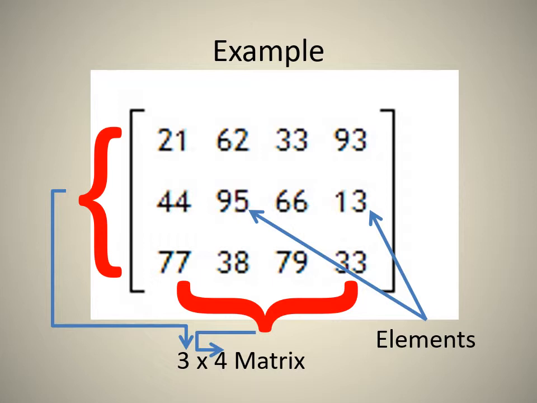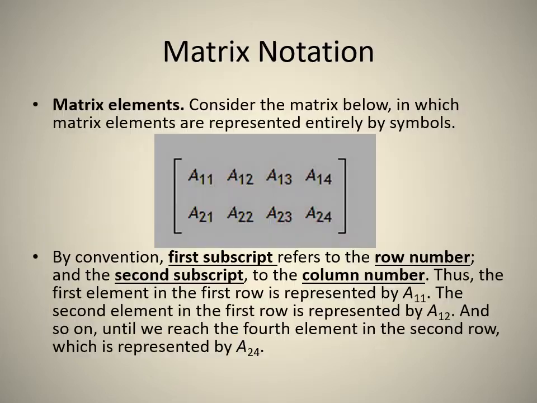So you will have a little subscript there to say 1, 1. And the 62 would still be in the first row, but the second column. So that would be 1 and 2. So these are the examples.